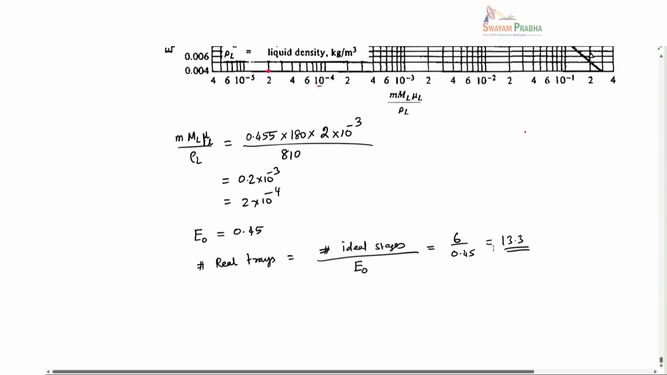Yeah, maybe you can round it off to 13. Yeah, so see, this overall efficiency is an estimate. In terms of the exam answer, you round off to the nearest integer, but in terms of design, like he says, we may want to have one extra tray just to make sure. Generally we will say round off to the nearest integer. That's the philosophy used in answering a question in an exam.